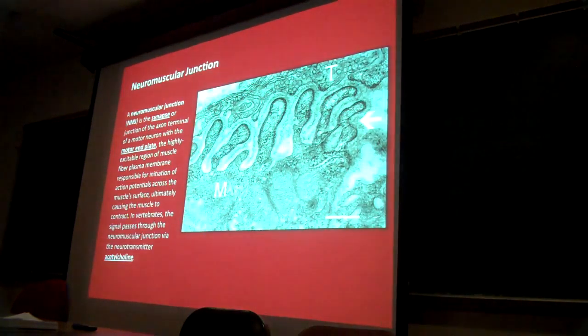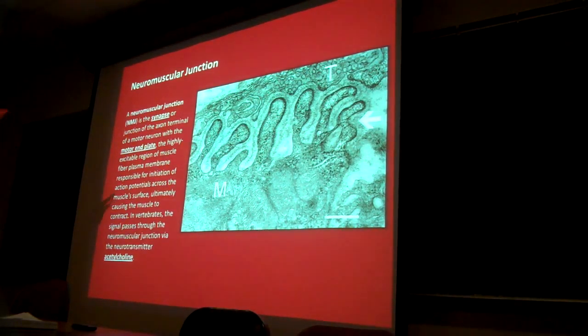This is the video I think I showed you. This is what it actually looks like. This is the neuromuscular junction on an electron microscope. You can see the little flip-floppy areas here. This is the motor end plate on the muscle. Okay. This is the synapse, the space in here.